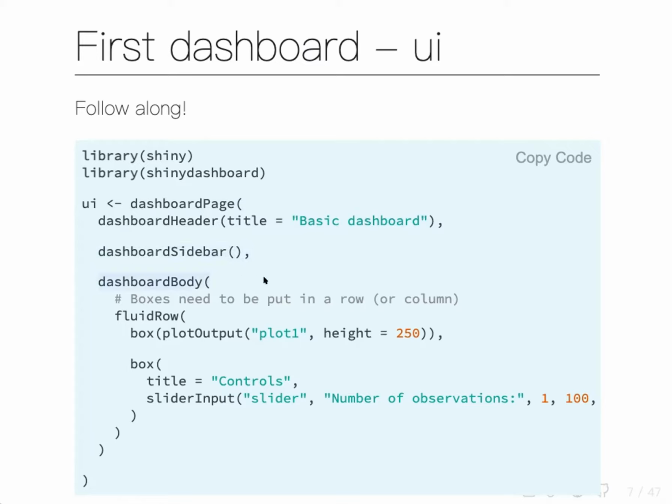And then in the dashboard body, you're going to put boxes, okay? But the boxes need to be in either fluid row or fluid column. And so in normal Shiny, we were dealing with fluid row, so we'll just stick with that. And then we have box and box, so two boxes. One is the output from plot 1. And the other has a title called controls, and it's a slider input.